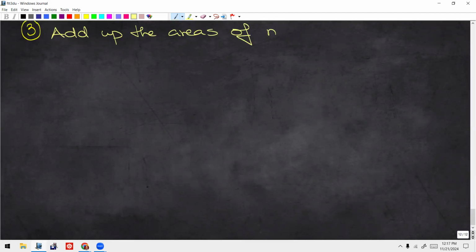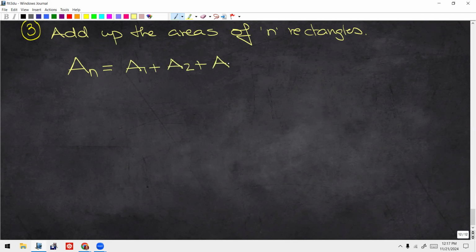We're going to add up the areas of n rectangles, because remember we have n rectangles, correct? You guys agree? So you guys help me, okay? So the area of n rectangles will be the area of what? The first rectangle plus the area of the second rectangle plus the area of the third, and all the way up to the area of the nth rectangle, because we have n rectangles, right?